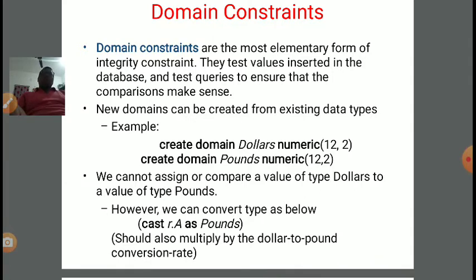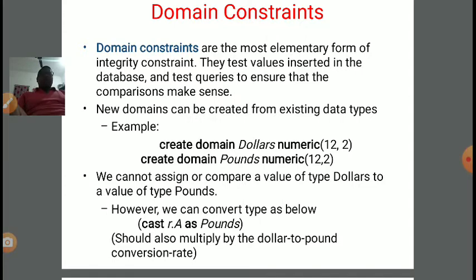Okay. Now domain constraint means the constraint, the condition or the restriction which is applicable to the values of a particular attribute is called a domain constraint. So now we are going into detail. Domain constraints are the most elementary form of integrity constraint. They test values inserted in the database and test queries to ensure that the comparison makes sense, right? New domains can be created from existing data types.